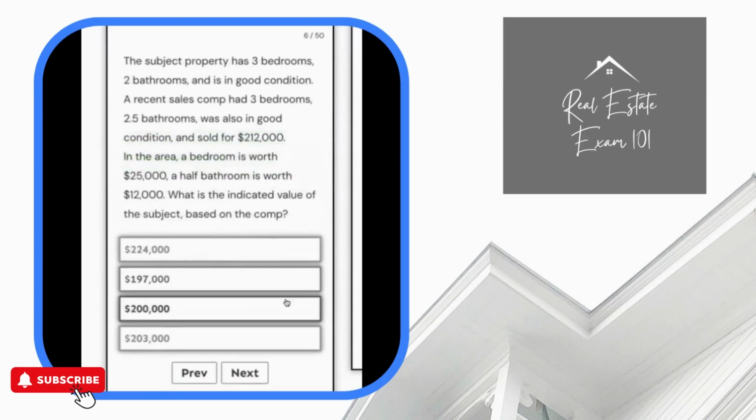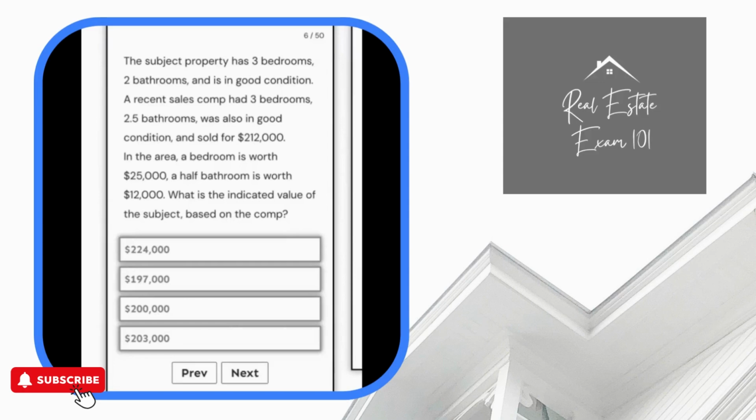So next we have the subject property has 3 bedrooms, 2 bathrooms, and is in good condition. A recent sales comp had 3 bedrooms, 2.5 bathrooms. It was also in good condition, and it sold for $212,000. In the area, a bedroom is worth $25,000. A half bathroom is worth $12,000. What is the indicated value of the subject based on this comp?